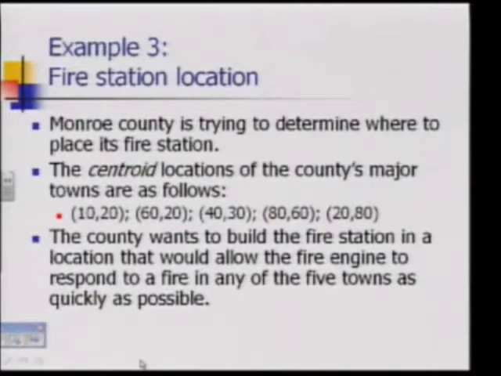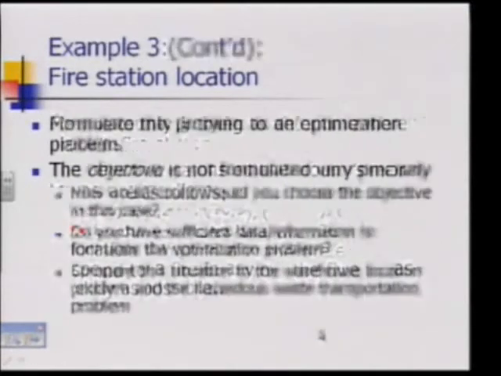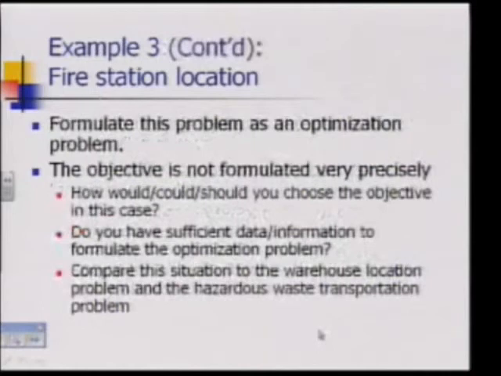Yes. Minimize each path. Okay, I want to minimize the distance, I want to find the minimum distance to get to the fire quicker, to get to all these towns quickly. Okay. So if we want to formulate this as an optimization problem, then the objective is not really defined precisely. I think all of you have your own opinion on what you want to do. How should we choose the objective function in this case?